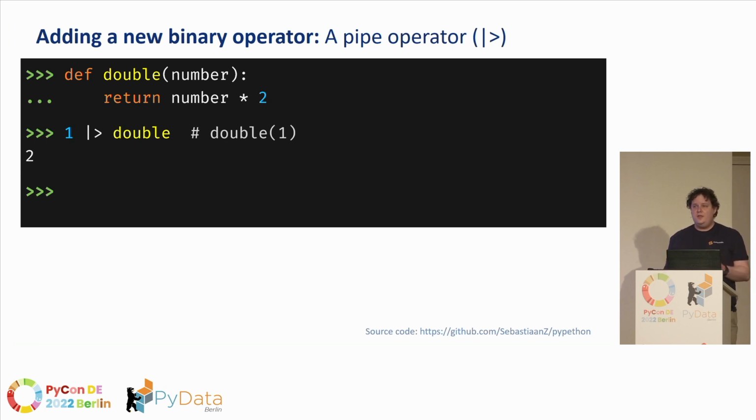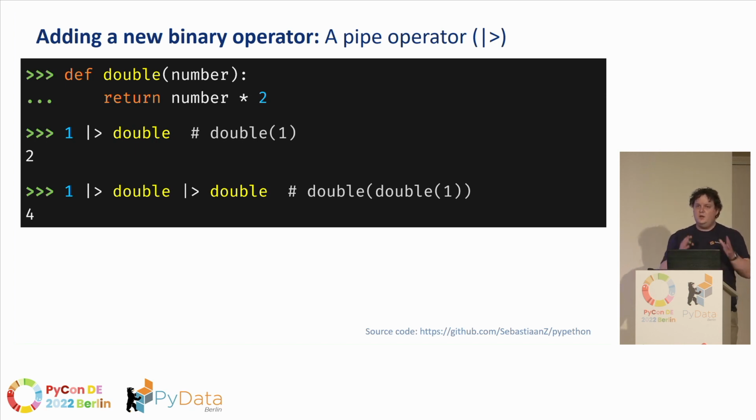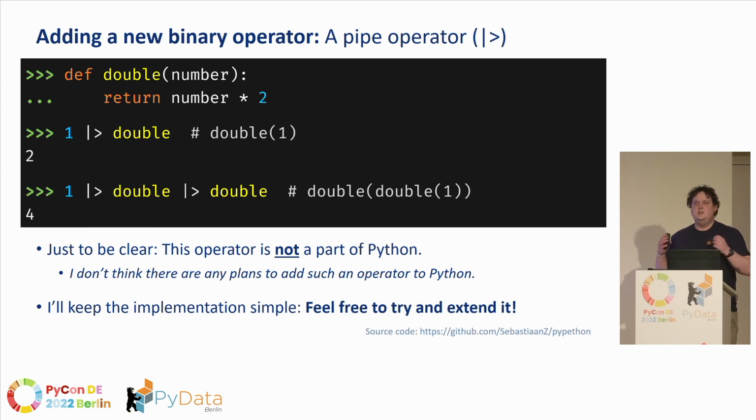And the really cool thing here is that at the end, we'll be able to chain it as well. So in this case, we start with the 1, we double it, and we double it. We end up with 4, which is equivalent to the 2 nested function calls you see over there. Now, obviously, this is not an actual operator in Python, and I don't think it will ever be. There's been a lot of discussion about this, a lot of good reasons not to implement it, but it's a nice toy example for the talk. And also, I'm going to keep the implementation simple.